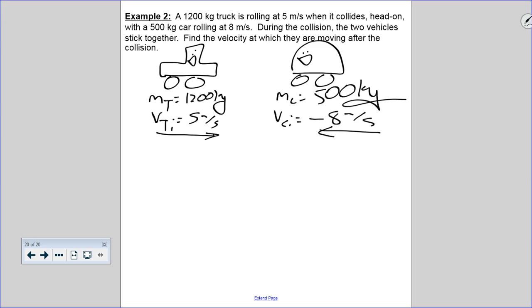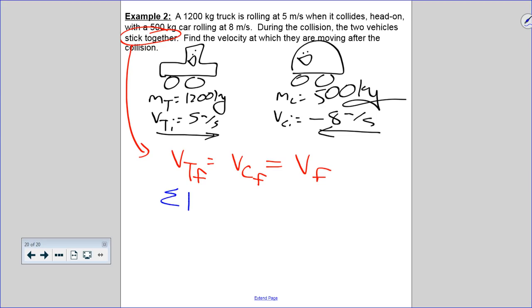But what happens is they're going to stick together. The reason this is important is that if they're stuck together, they're moving with the same final velocity. So the final velocity of the truck and the final velocity of the car are equal, and we don't even need to distinguish between them. We're just going to call the final velocity of the two objects stuck together VF, and solve it. I'm going to solve it using the one equation.